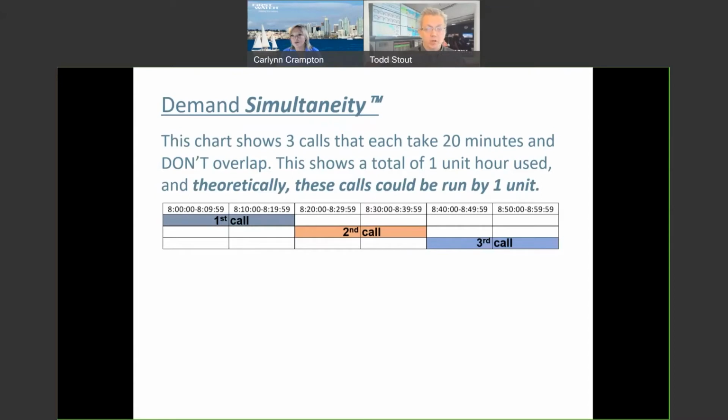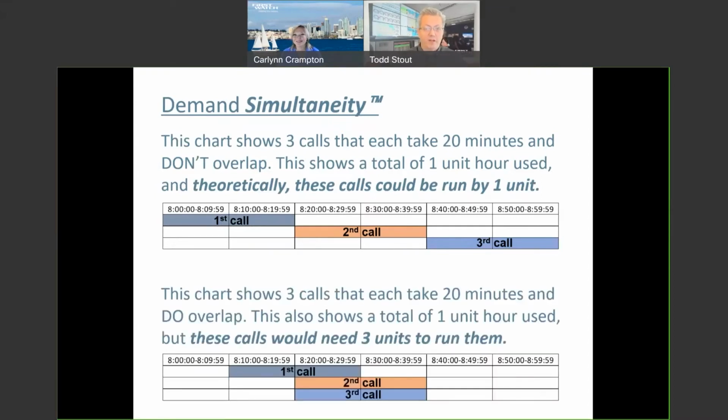But I don't know about you, but my life doesn't work like that. And if I'm going to get 3 calls in an hour that are 20 minutes long, I almost guarantee you they're going to all 3 overlap and I'm going to need 3 units to run them. So if you think about the same 3 20-minute calls that actually overlap, it's still going to count in demand consumption as 1 hour used, but I need to be able to pay attention to the fact that I needed 3 units during that time because I had 3 units busy. If I only staffed 1 hour, I would be down 2 units. I would have either had to have calls wait, call mutual aid, or just lost those calls.